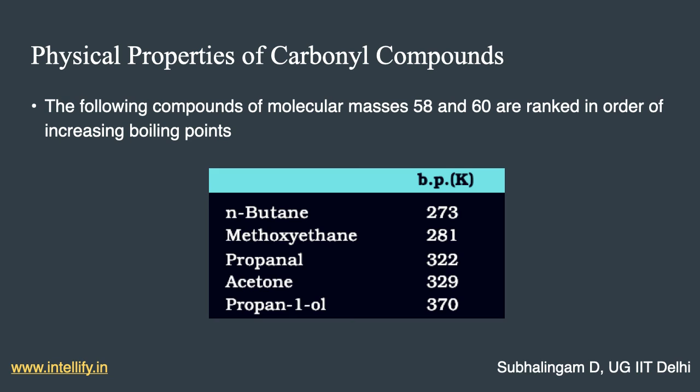The following compounds of molecular masses 58 and 60 are ranked in order of increasing boiling points in this table. So first we have n-butane, whose boiling point is 273 Kelvin. Then we have methoxyethane, then propanal, then acetone, then propan-1-ol. Alcohols have the highest boiling points.